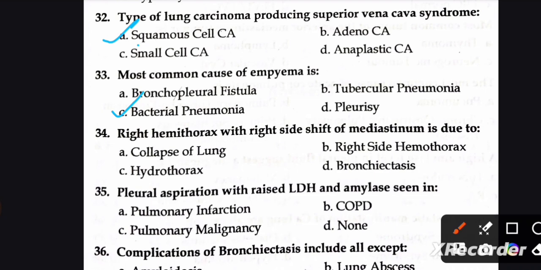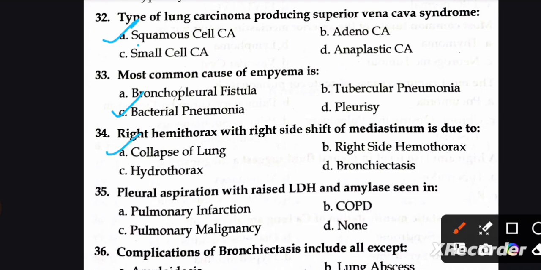Next question is right hemothorax with right side shift of mediastinum is due to A collapse of lung, B right side pneumothorax, C hydrothorax and D bronchiectasis. Right option is A, collapse of lung.